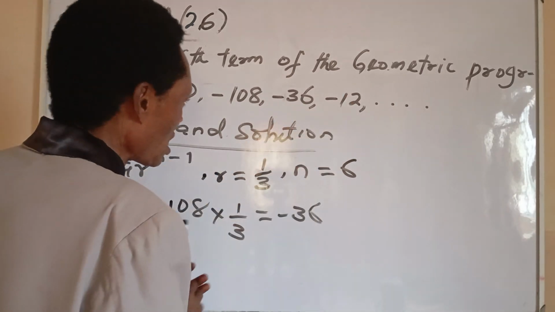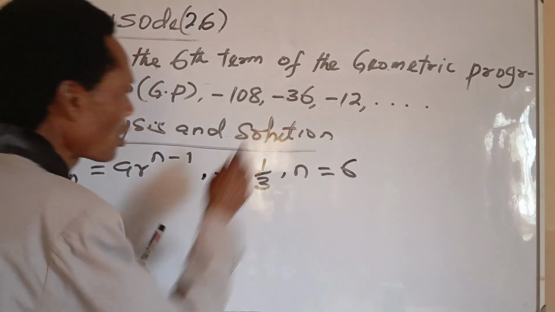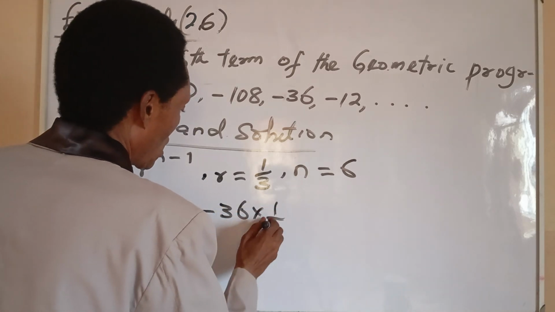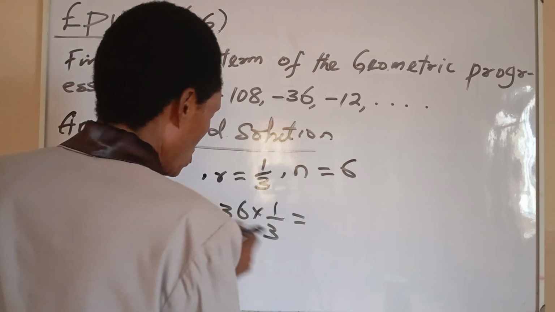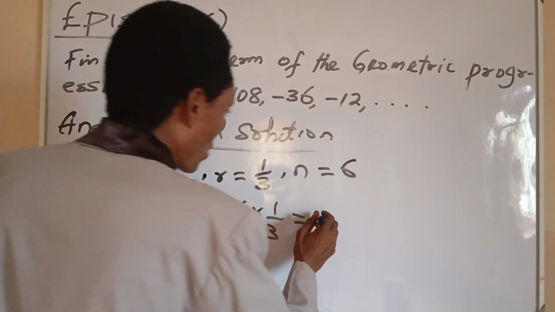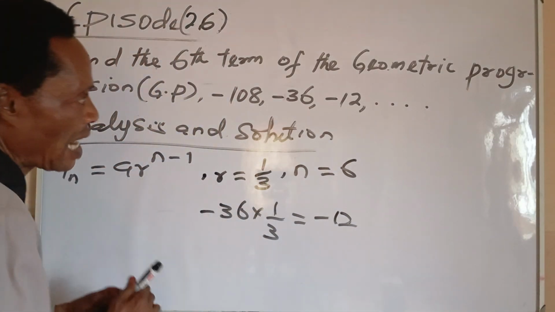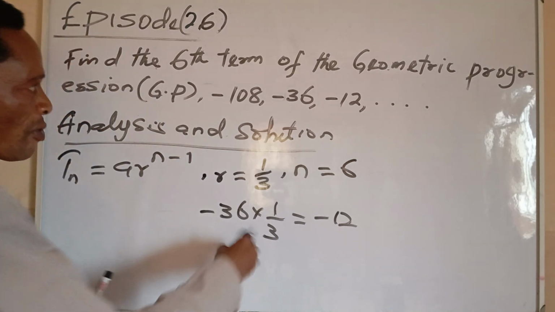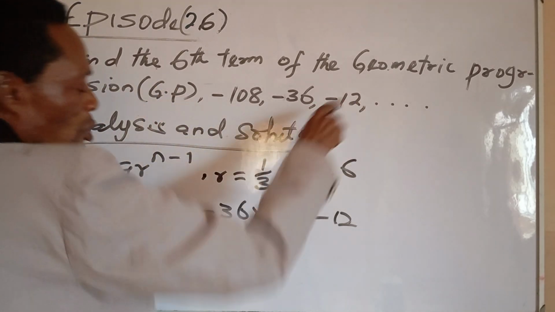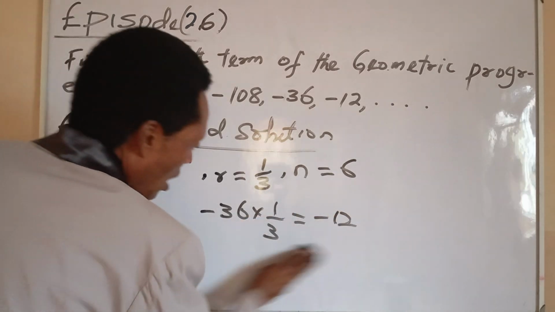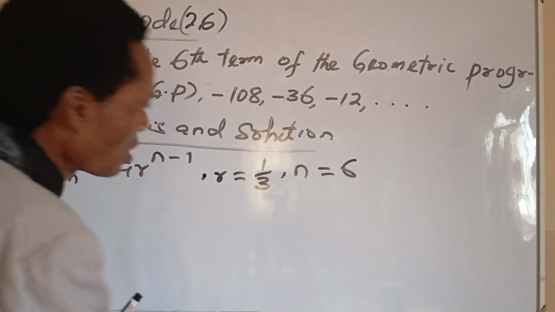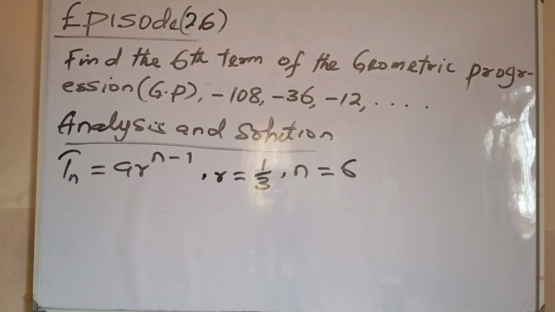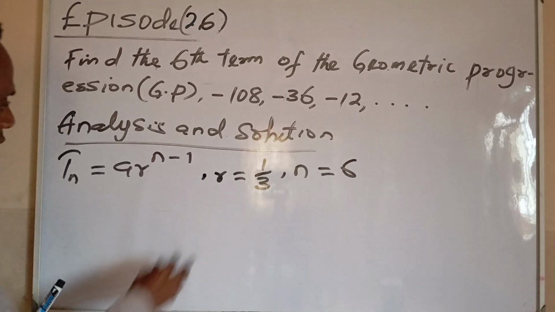Then to generate the next one, you have to multiply minus 36 times the ratio. This one will give you minus 12. You discover that is how to generate the sequence of a GP. But this one will take you time, instead of going straight to the 6th term, that is the 6th position. So to avoid this long method of generating the sequence, the nth term formula is important.